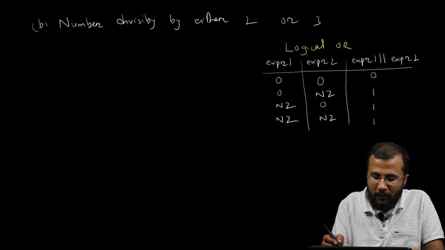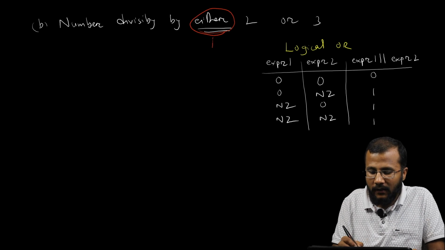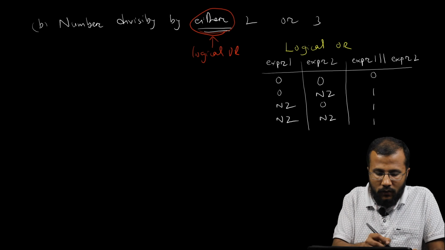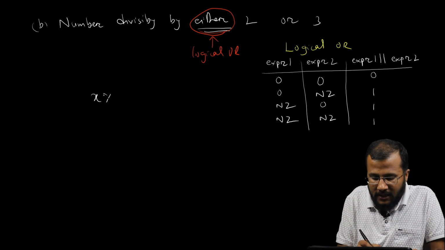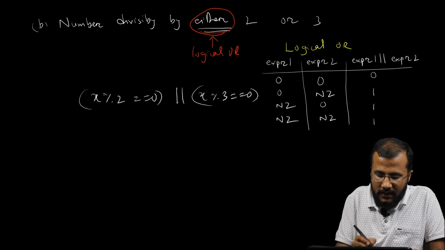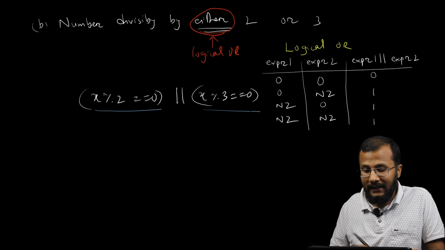You are supposed to check if the number is divisible by either one of them. So whenever you get this word either, you have to use logical OR. The very simple first expression: x mod 2 equals 0, or x mod 3 equals 0. The first expression checks if the number is divisible by 2. The second checks if the number is divisible by 3.